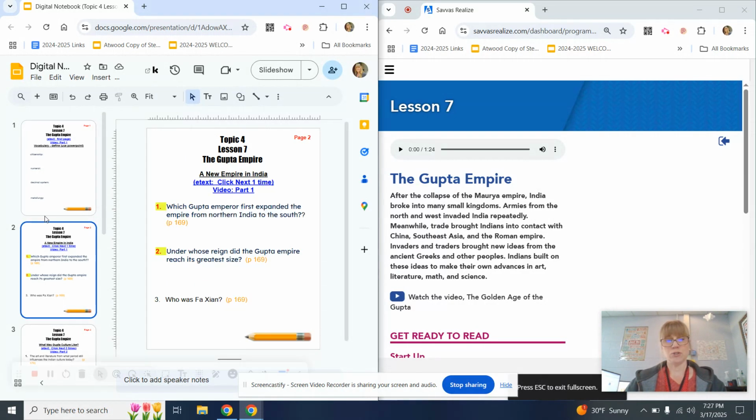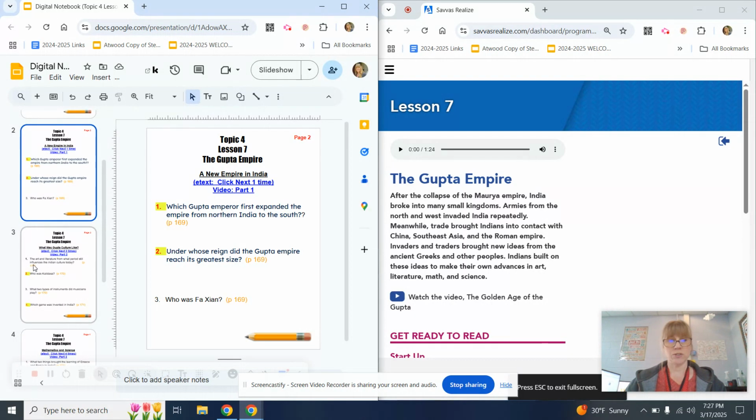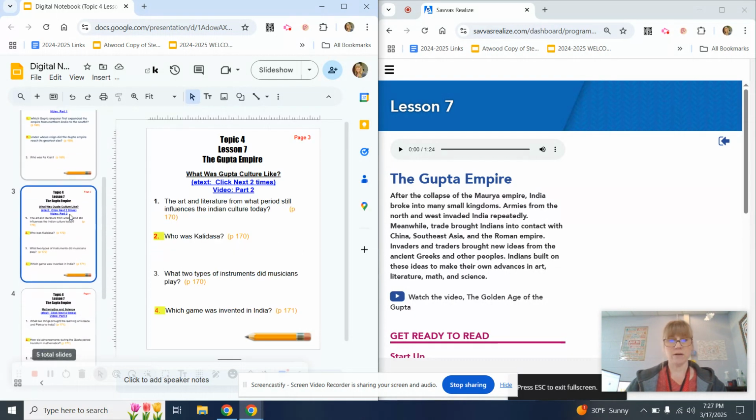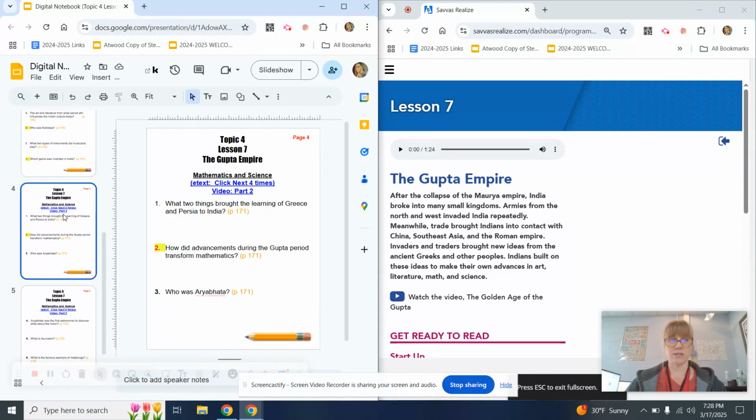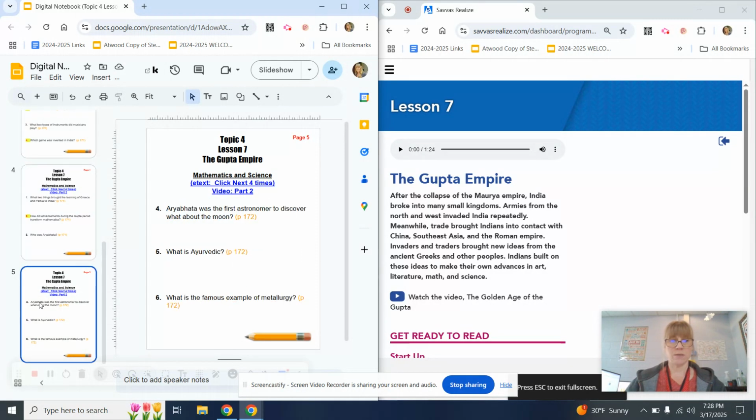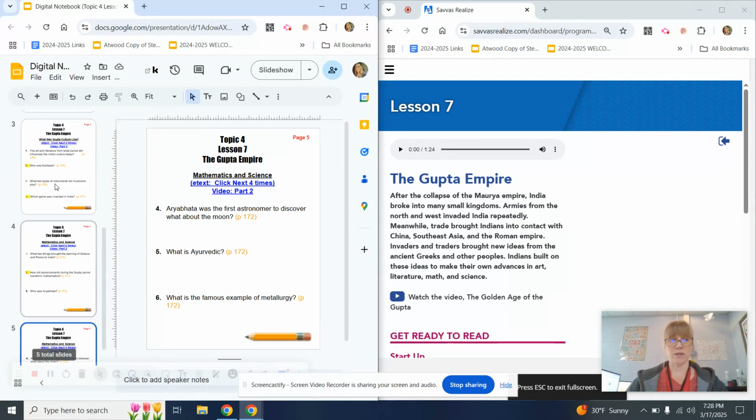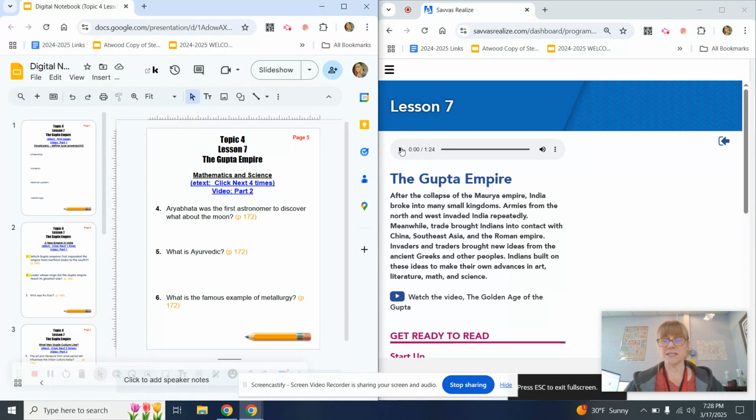Page 2, you have 2 of your mastery check questions. Page 3, there are 2 mastery check questions. Page 4, 1 mastery check question. And page 5, none of those mastery check questions. Let's go ahead and start listening to your lesson.